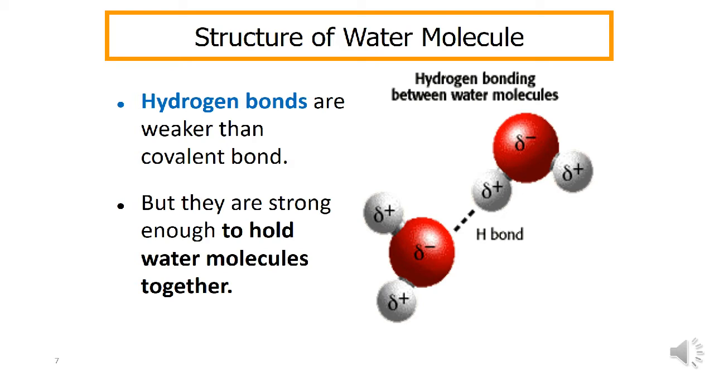The polar covalent bond, if you still remember, is the bond between the hydrogen atom and the oxygen of the same water molecule. But the hydrogen bond bonds different water molecules together. So we have two types of bond present: the polar covalent bond within the water molecule and the hydrogen bond between the water molecules.